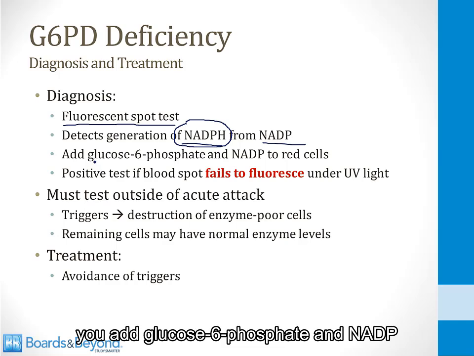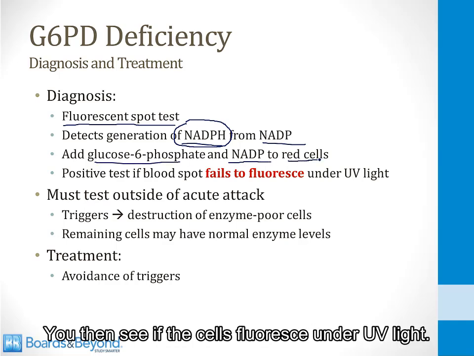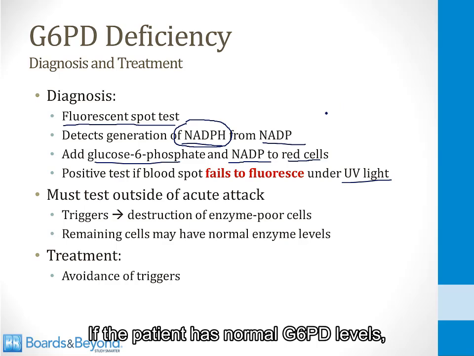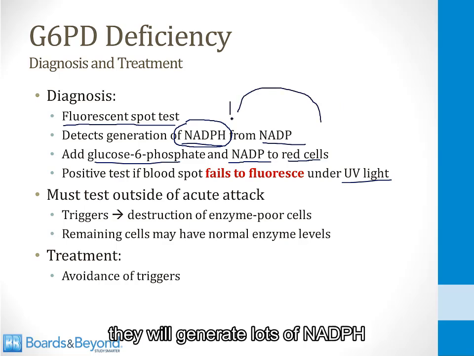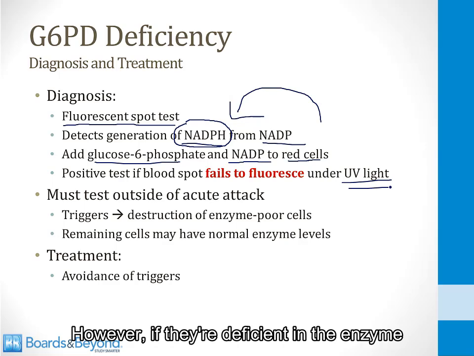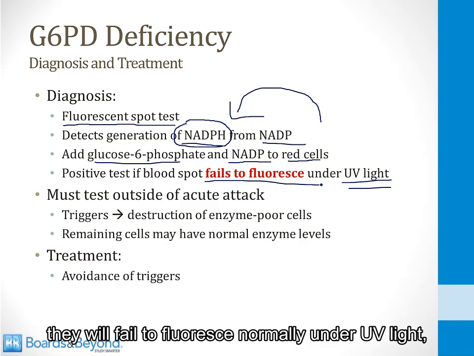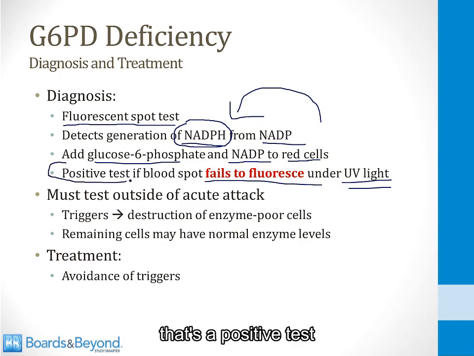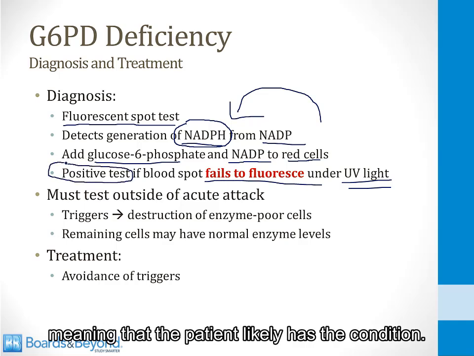To do this test, you add glucose 6-phosphate and NADP to the patient's red cells. You then see if the cells fluoresce under UV light. If the patient has normal G6PD levels, they will generate lots of NADPH and the cells will light up under UV light. However, if they're deficient in the enzyme, they will fail to fluoresce normally under UV light. That's a positive test, meaning that the patient likely has the condition.